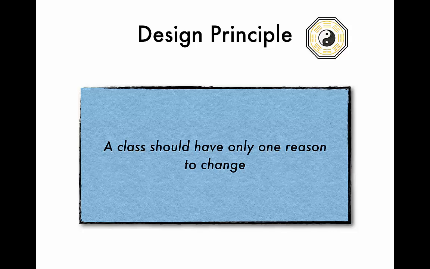This principle gets back to the idea that our software systems will need to change. And the more we can separate areas of concern, the less chance we have of a change in one area of concern breaking something in another area of concern.